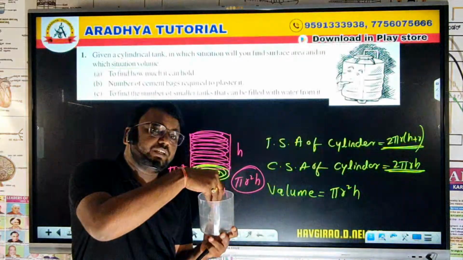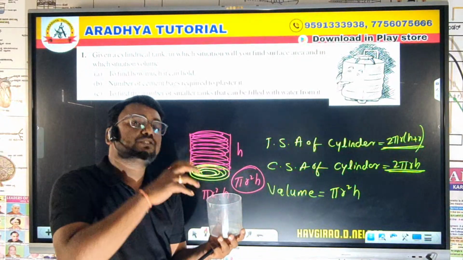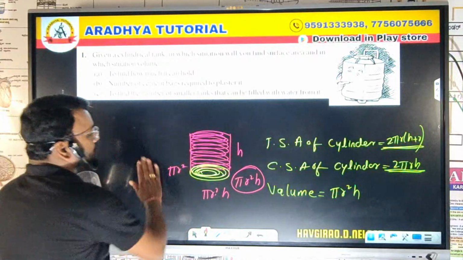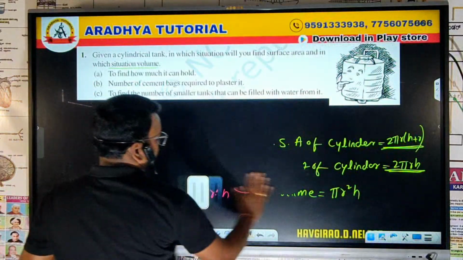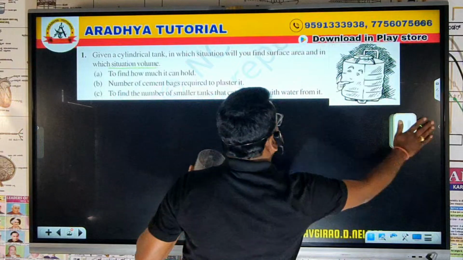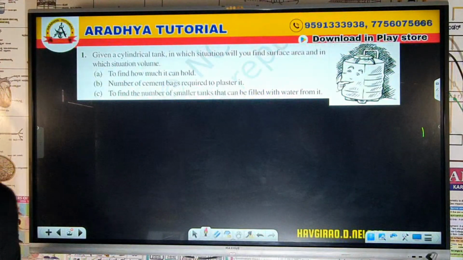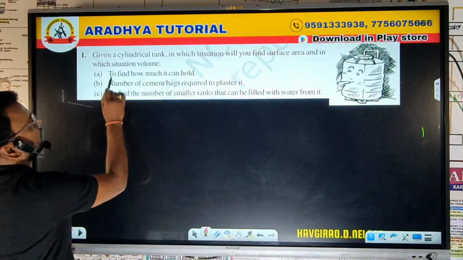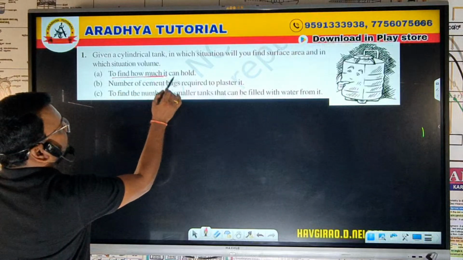If we fill anything in this cylinder, that we call volume. Volume is there. Here 3 situations are there. First one is to find how much it can hold.